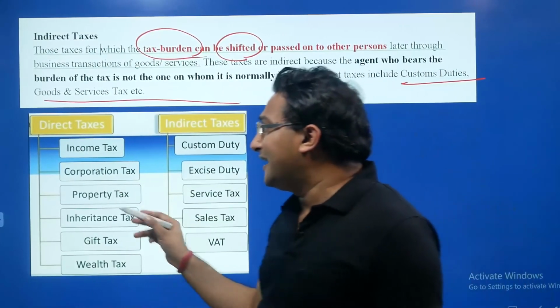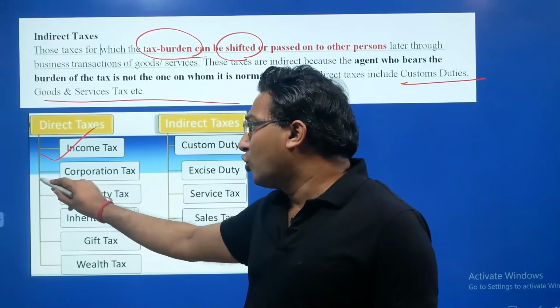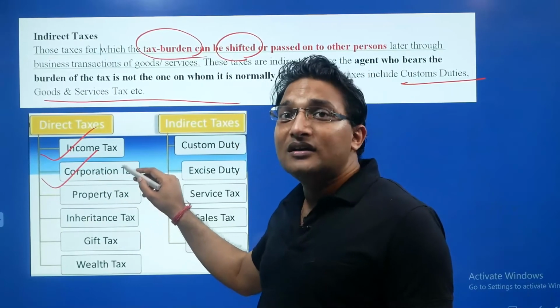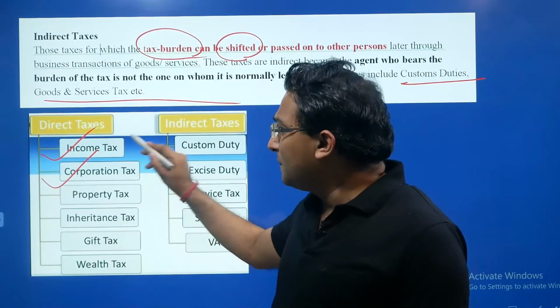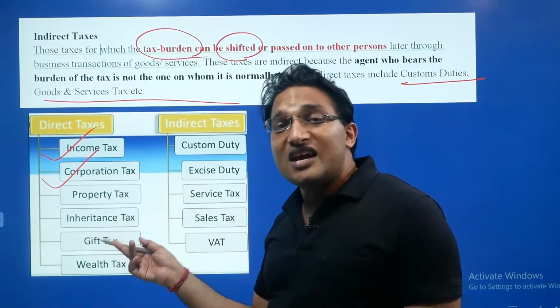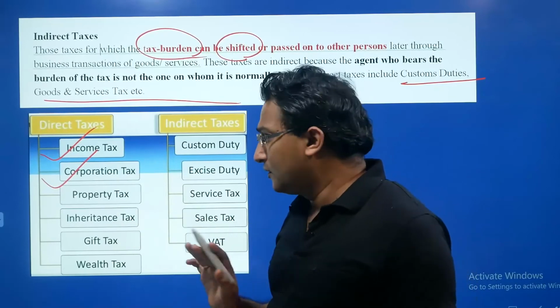So primarily direct taxes can include income tax, corporation tax. Corporation tax means the income tax which is levied on the corporate's profits. Income tax means the tax which is levied on the personal income.